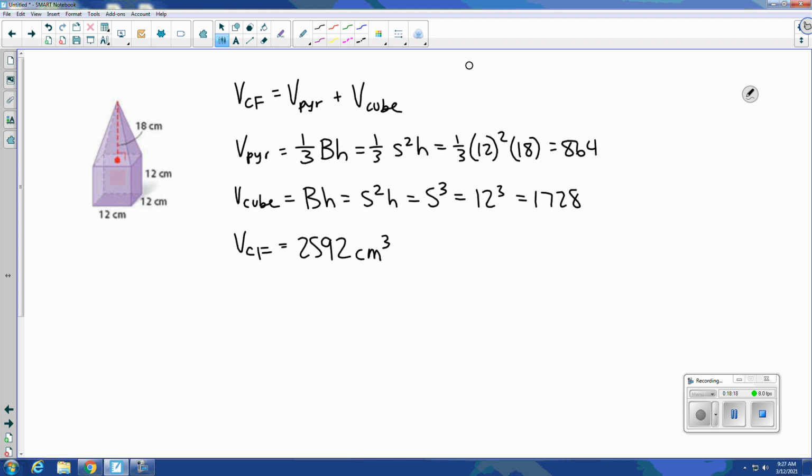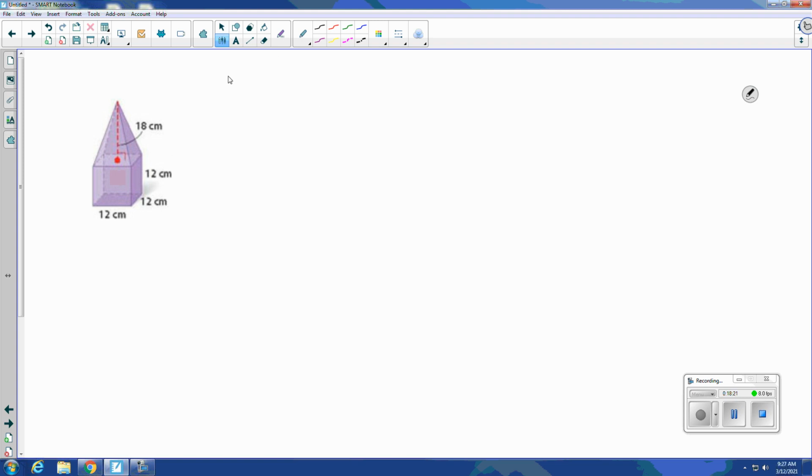Now let's look at surface area. To get the surface area, we're going to have to do the surface area of the cube, but then we have to remove one of its faces, right? Because it's being covered by the pyramid. So we're going to subtract a face of the cube, which is just a single square. Then we're going to add on the lateral surface area for the pyramid.